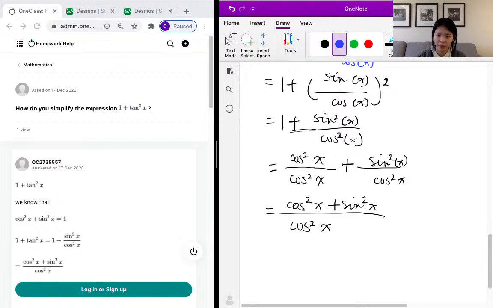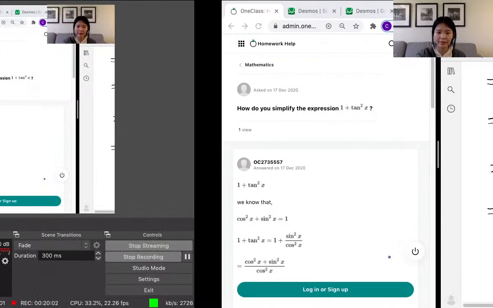Now we see this expression over here, and that should ring a bell for you, because this is another one of our Pythagorean identities, where that identity states that cos squared x plus sine squared x is equal to 1.